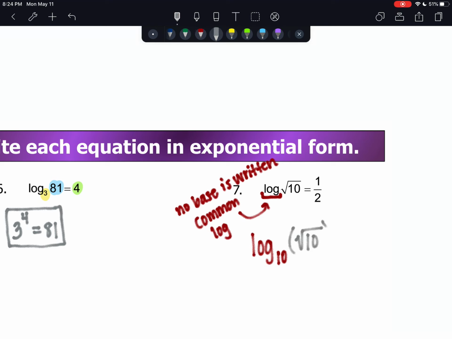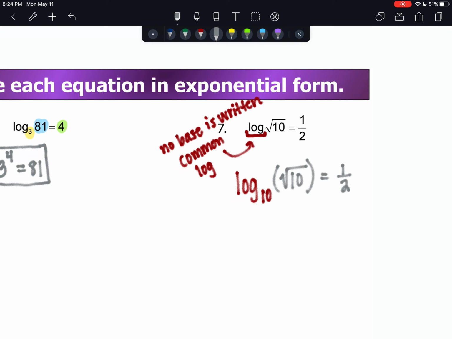I really do like to write that argument in parentheses because it separates it out a little bit. Equals 1/2. And now we get to write in exponential form. So if you had 10 raised to the 1/2 power equals the square root of 10, you were 100% correct.